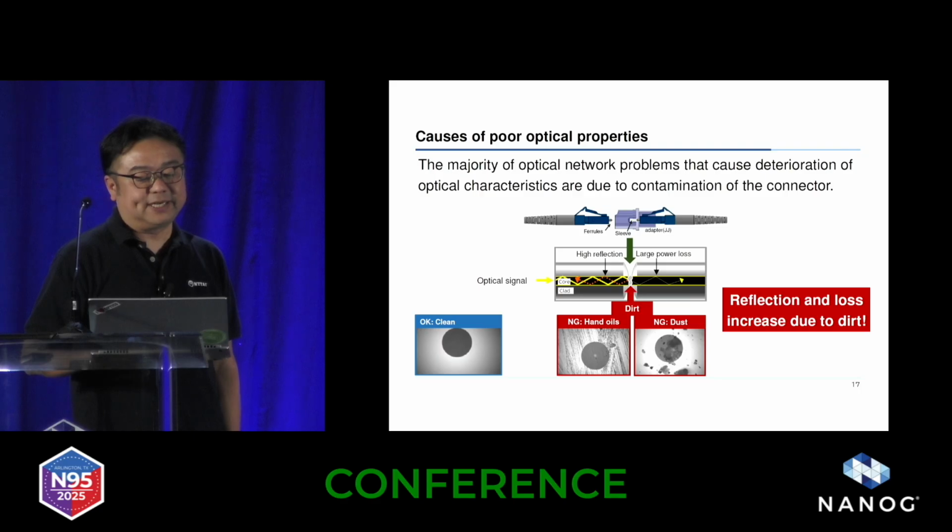As you can imagine, dirt will deteriorate its optical characteristics. We think that lots of problems in optical networks are caused by the contamination of optical connectors.